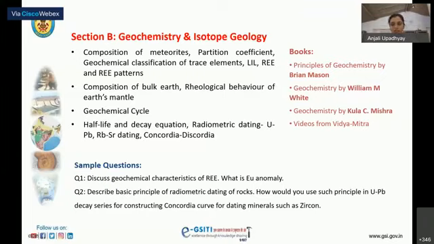So for this section, the important books are the book by Brian Mason. This book covers meteorites, geochemical classification of trace elements, composition of the bulk earth, and geochemical cycle, all these topics. Again, for trace elements and isotope geology, we have referred to Geochemistry by William M. White. There's another book for geochemistry by K.C. Mishra, and especially for isotope geology, I have referred to some of the videos available on the Vidyamitra website for a better understanding of the concepts.